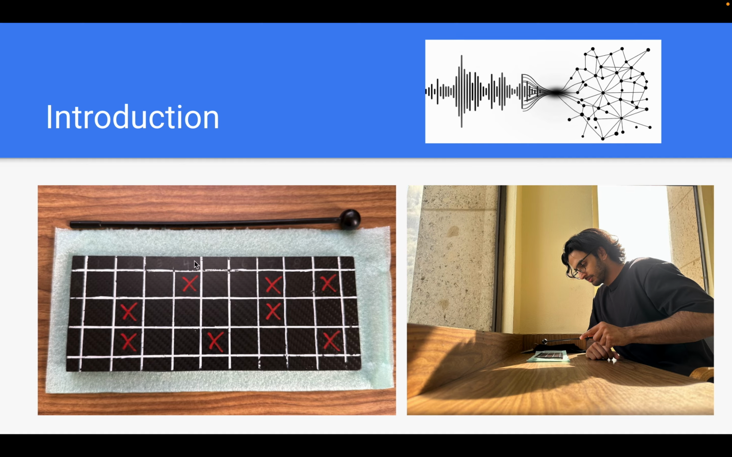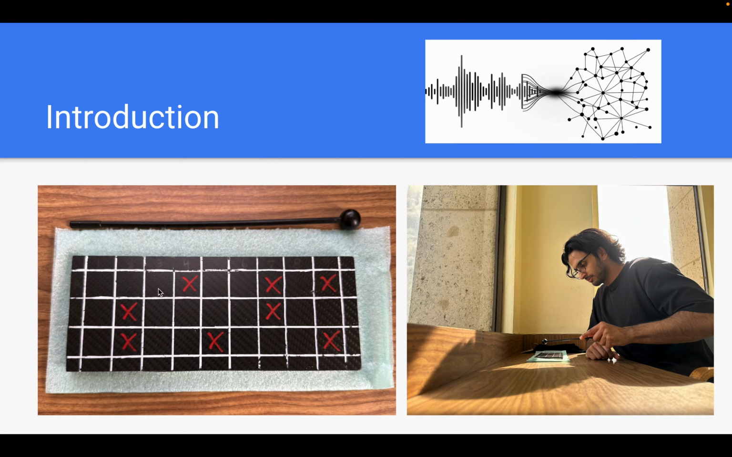In this experiment, we were given a composite plate, as you can see right here. On this composite plate, there are marked predefined cells. There are 3 rows of cells with 9 cells in each row, so 27 total cells in this plate, and each is labeled with an X or not an X.